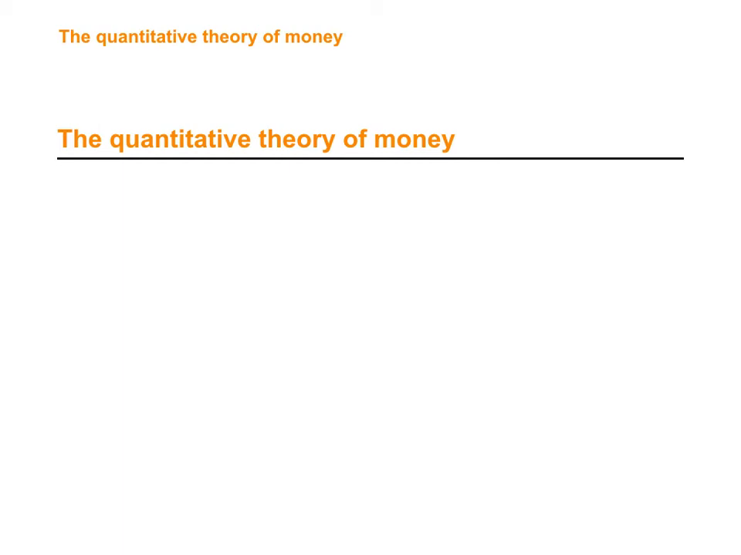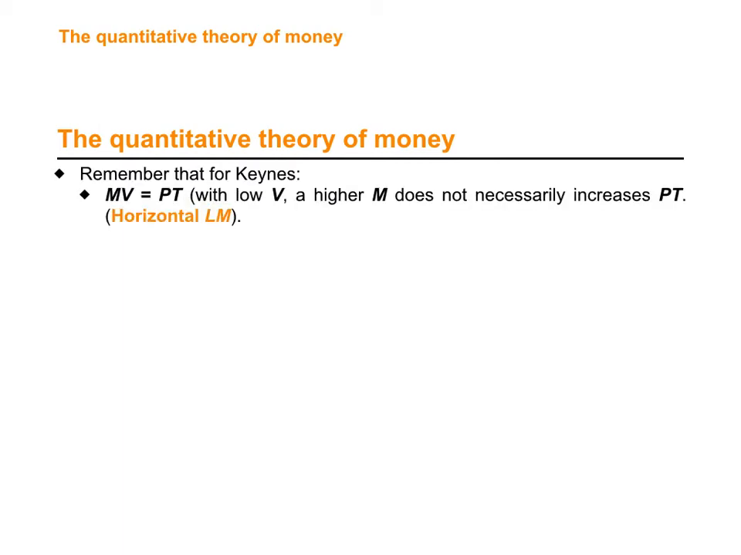So let's start with the equation for the quantitative equations, the quantity equation. You remember that it was the velocity of money times money is going to be equal to the nominal value of transactions, which is the price level times the real value of transactions. So let's remember that for Keynes, there was an important analysis here.